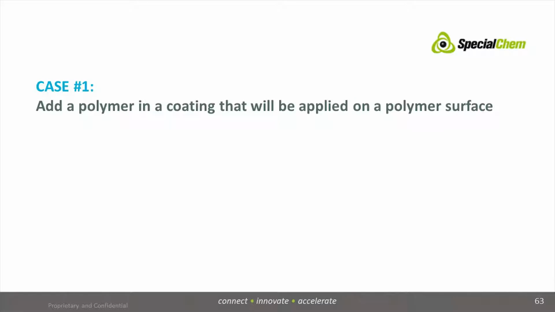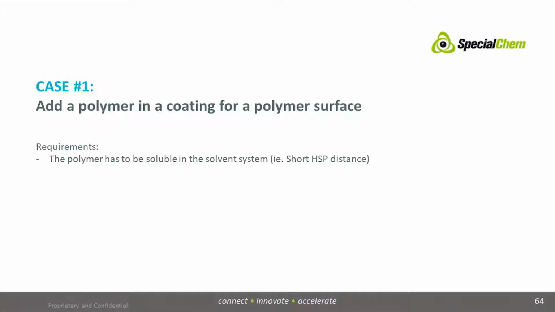Let's think of some other complex situations. I have a polymer in a coating or ink, and I want it to stick to the surface onto which I'm coating it. We have multiple issues. First, the polymer has to be soluble in the solvent system. We already know how to do that via a short HSP distance. But next, we want the solvent to give a little bite into the surface. Too little bite and there will be no chance for good adhesion.